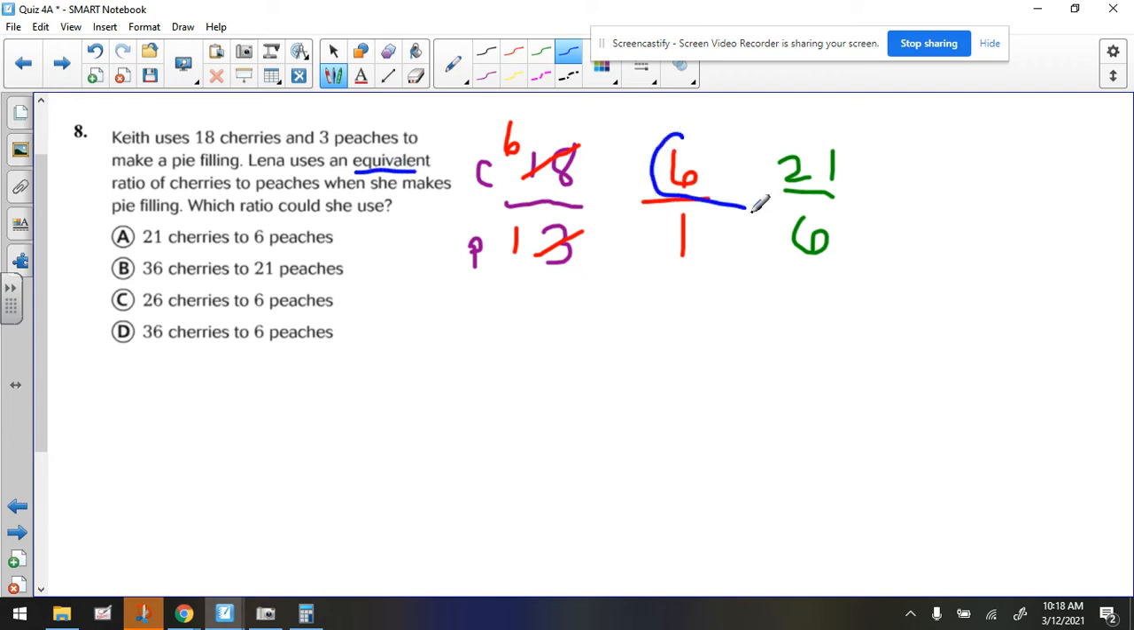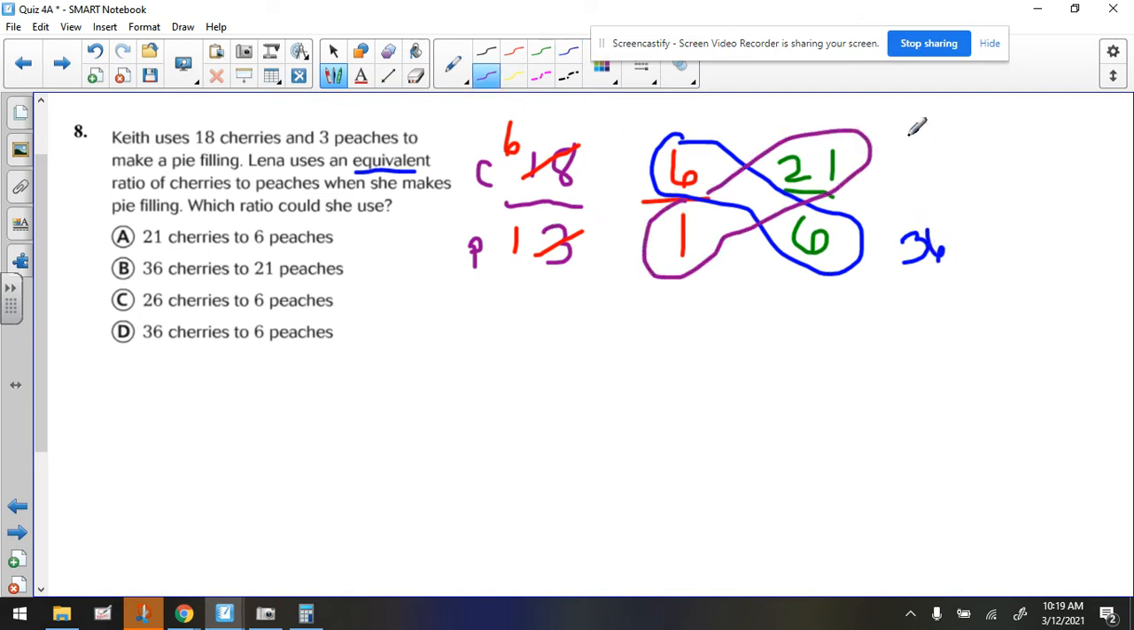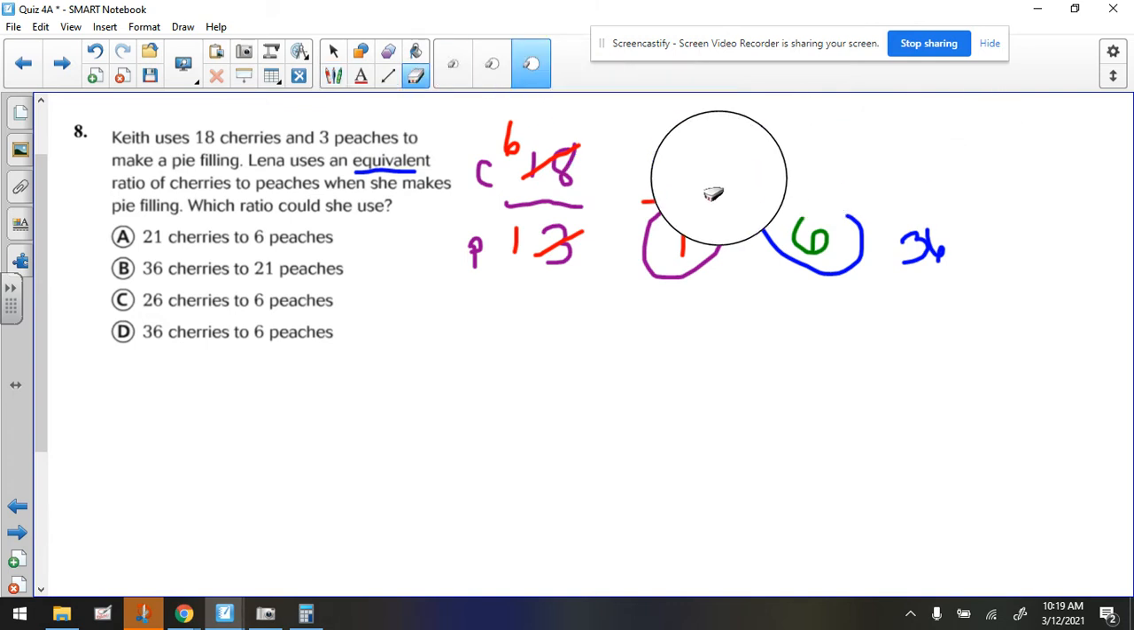So if we check our cross products here, this times this is 36. And if we check this cross product going this way, 1 times 21 is 21. These numbers are not equivalent. Therefore, this is not an equivalent ratio to the 18 over 3, nor is it equivalent to the 6 over 1, because remember, these two things are equivalent. So that's off the table as a choice.